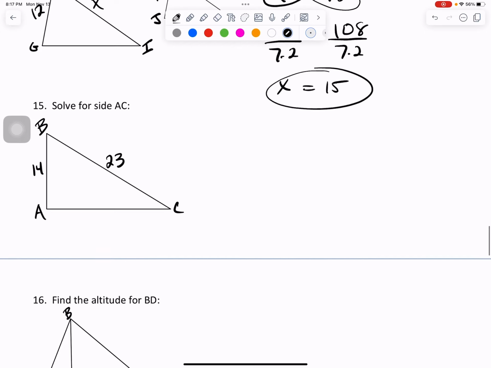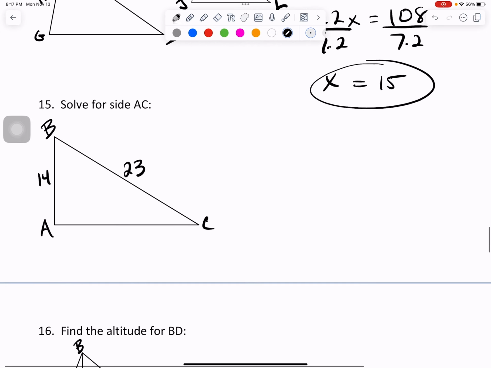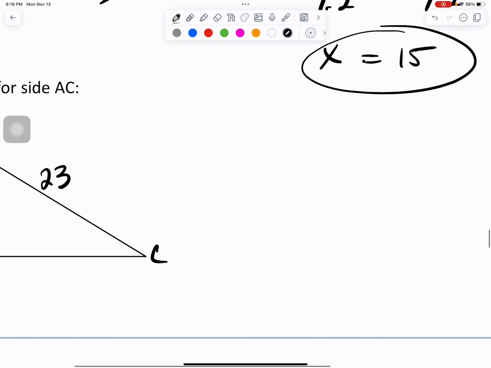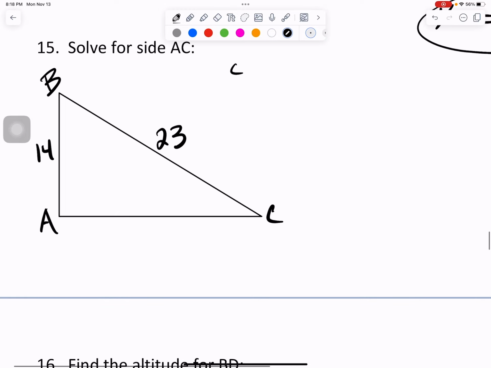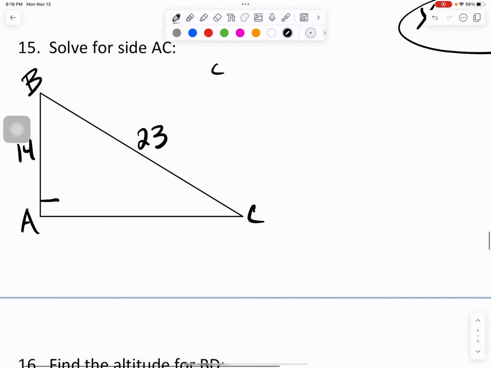Solve for side AC. Oh, Pythagorean theorem. Okay. So if you're uncertain with this, if we're solving for our C value, sorry about the error here. This should have been a square to make that right angle for us.